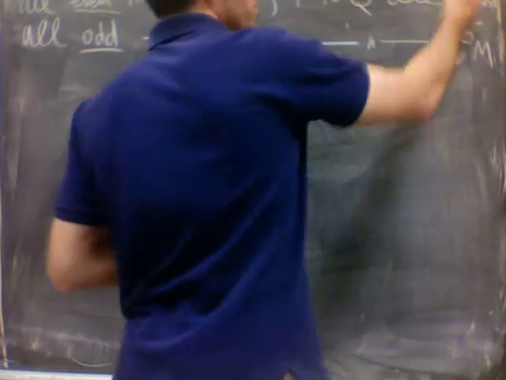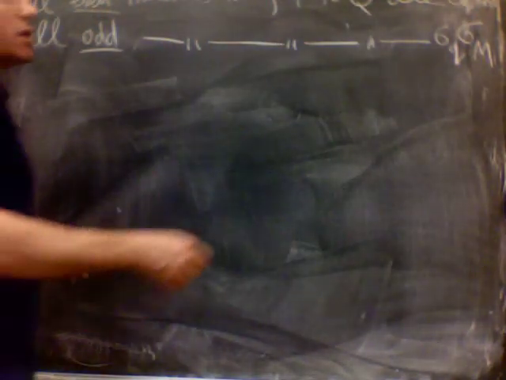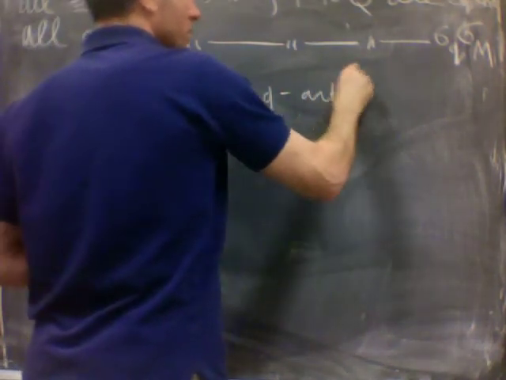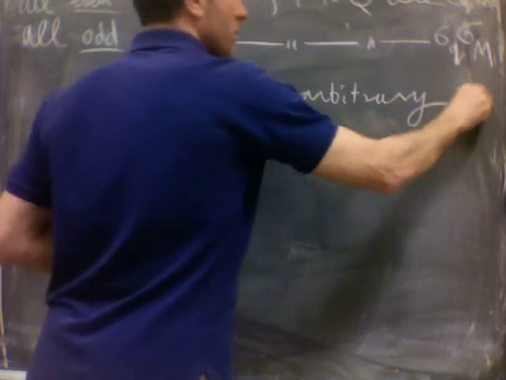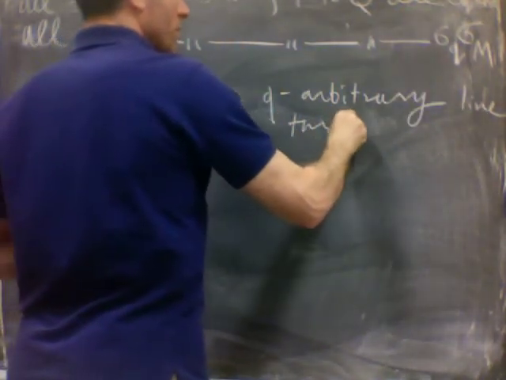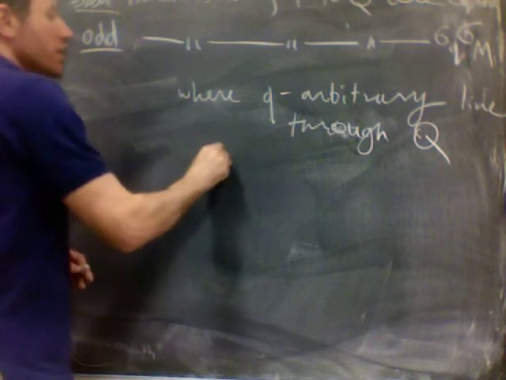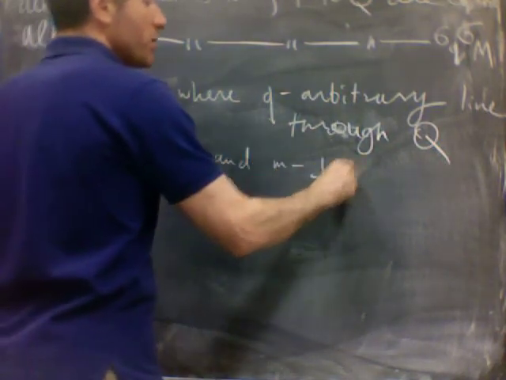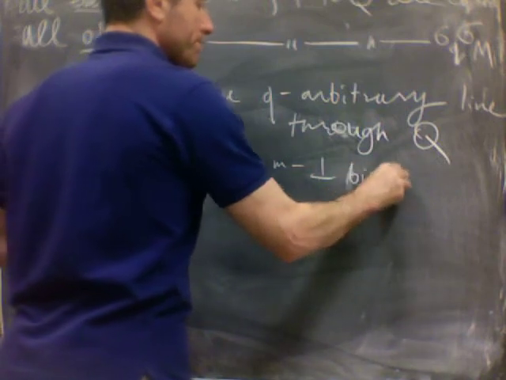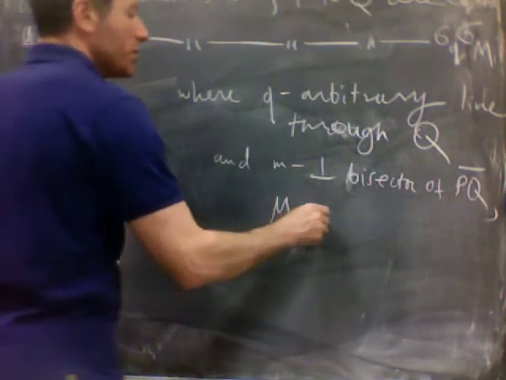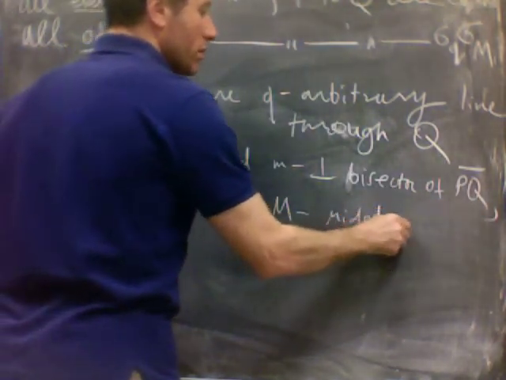All possible isometries taking one given point P to another point Q are of either of these two sorts, where q is an arbitrary line through point Q, and m is the perpendicular bisector of PQ, M the midpoint of PQ.